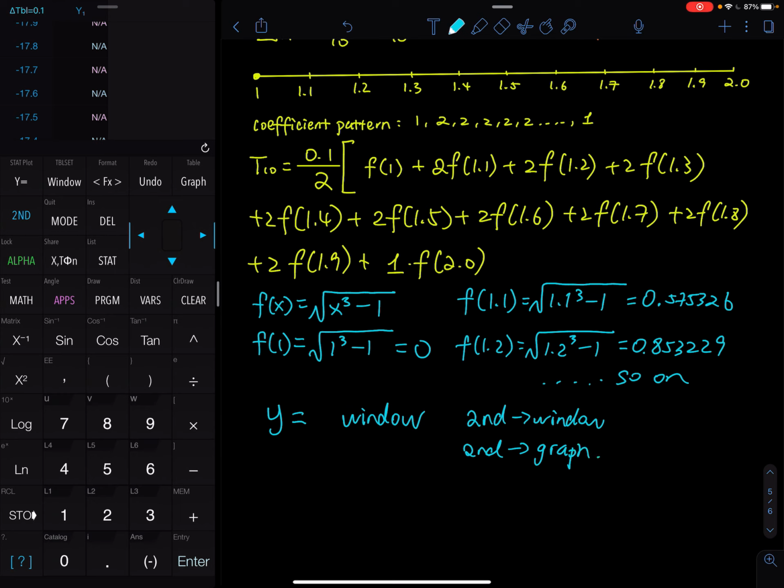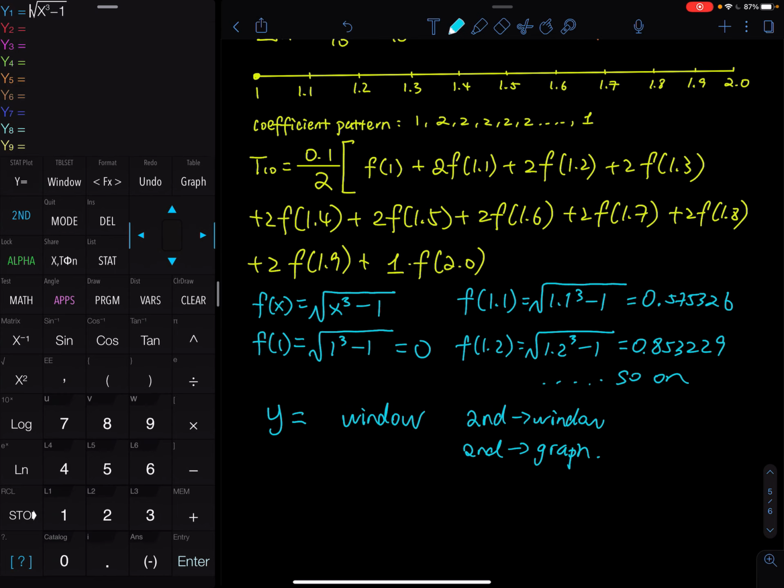This one I have something strange. Give me a minute so I can check my work really quick. Okay, y equal, then second window, start at 1, the increment is 0.1, and then second graph. Yep, I don't know what happened last time. So let's go over this again. If you get it, just be patient.